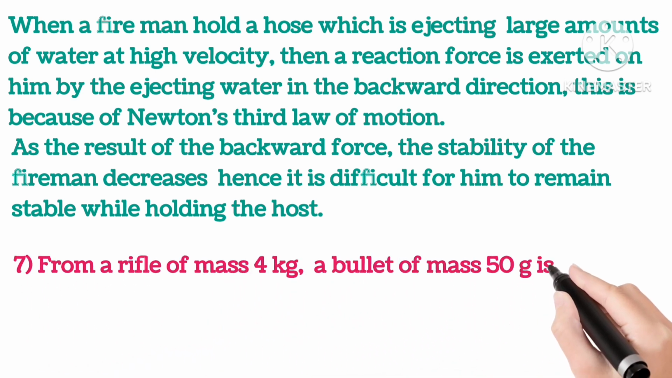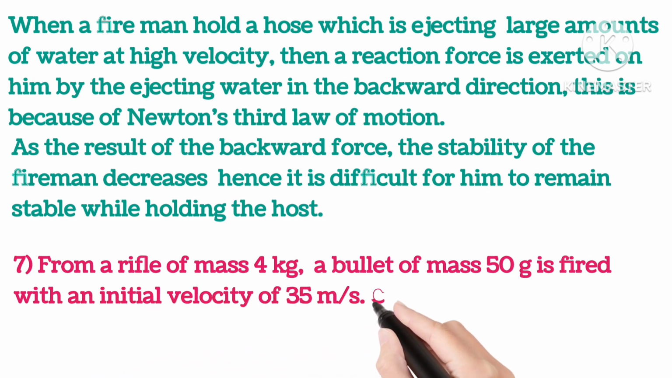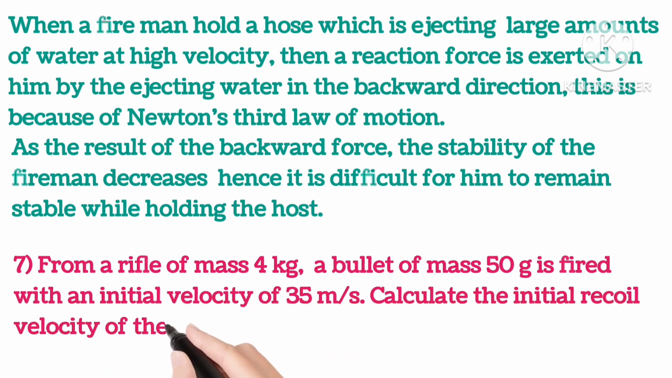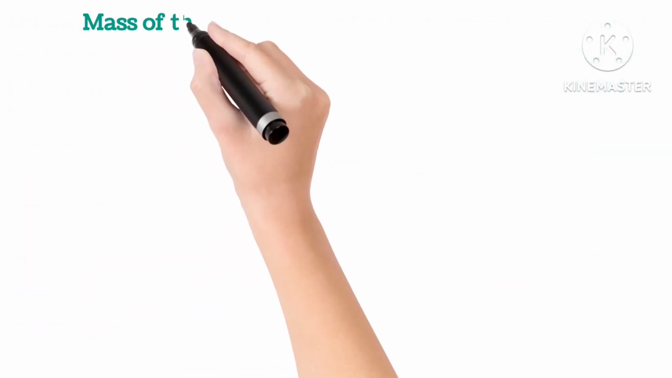7th, from the rifle of mass 4 kg, a bullet of mass 50 grams is fired with an initial velocity of 35 meter per second. Calculate the initial recoil velocity of the rifle.